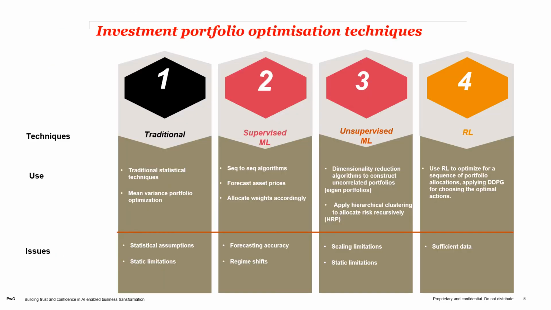Okay, so let's look at investment portfolio optimization techniques in a bit more detail. Many of these techniques have been applied over the years, starting with traditional techniques, which have been around for a long time. And then in the last 10 years or so, you've started seeing supervised and unsupervised machine learning techniques also being applied to this problem. And more recently, in the last 3 to 4 years or so, also RL algorithms to address this problem. Now, the traditional approach is really just using statistical techniques, volatility and correlations to construct a so-called mean-variance portfolio with some optimization technique.